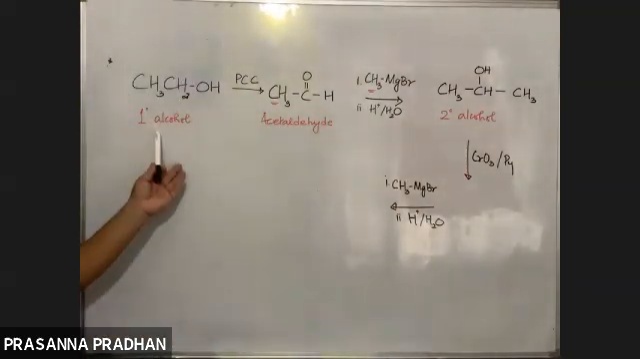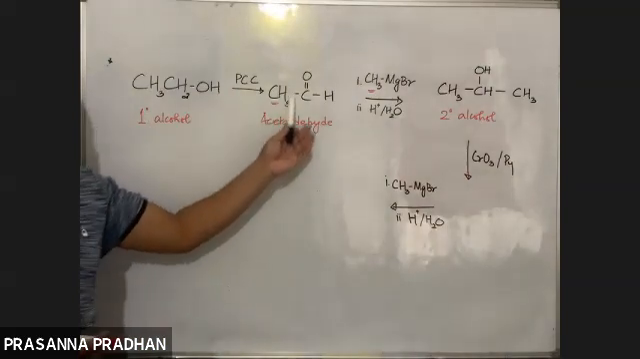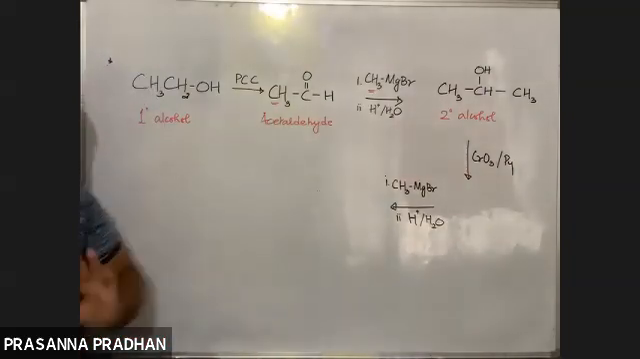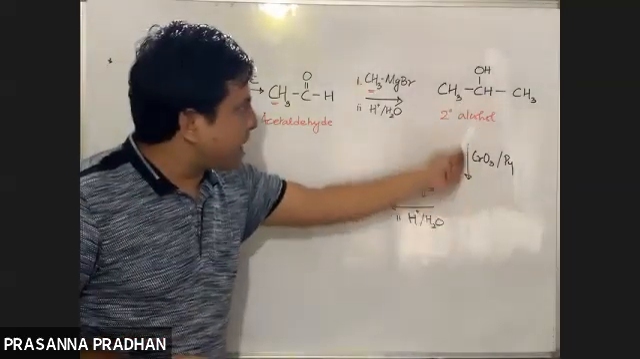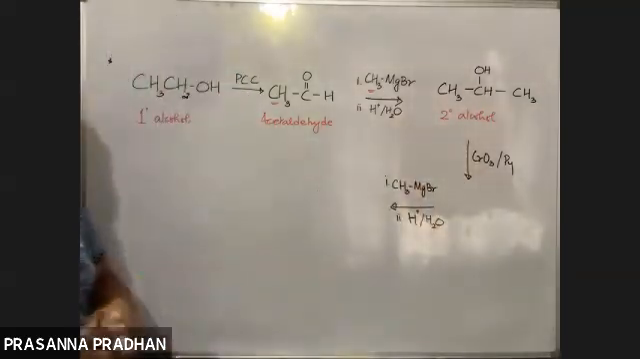How? First, you oxidize the 1 degree alcohol to an aldehyde. You treat the aldehyde with an appropriate Grignard reagent, you get a 2 degree alcohol. Fine. Now this transformation we have just done. What happens when a 2 degree alcohol is oxidized? Yes, you get a ketone.